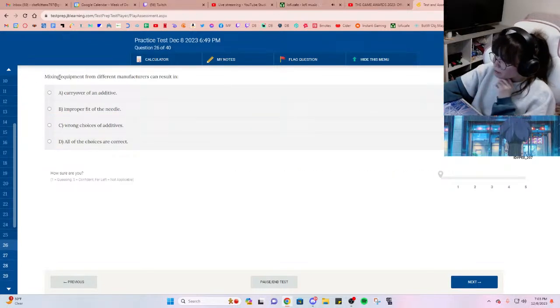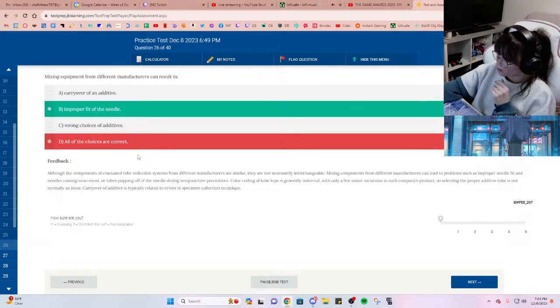Mixing equipment from different manufacturers can result in carryover of an additive, improper fit of the needle, wrong choices of additives, or all the choices are correct. I'm just gonna say, oh, okay. Improper fit of the needle. I don't know, man. I've never got this question before.